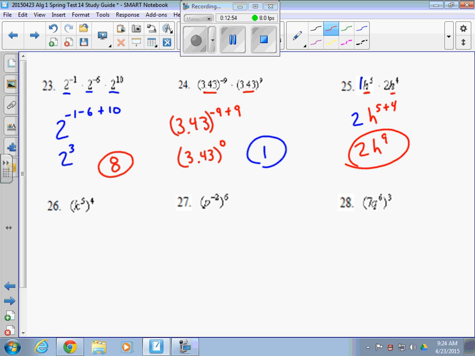26 is raising a power to a power. You don't add the exponents right here. Now you multiply them. K to the 5 times 4 is k to the 20th.